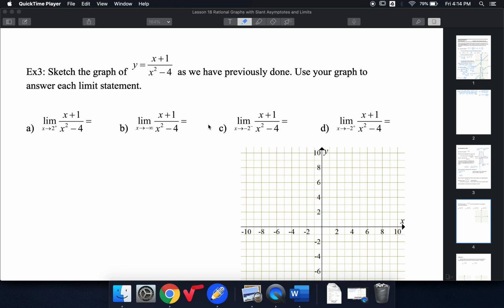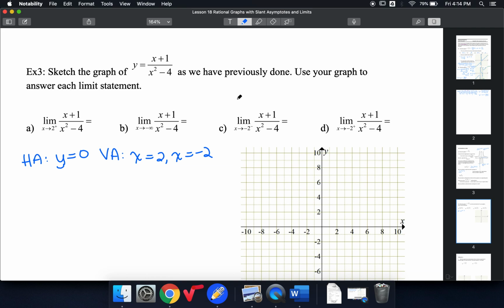All right, we're going to sketch this rational graph and then evaluate some limits using it. So in this case, I see the degree of the numerator is less than the degree of the denominator. So I know that means my horizontal asymptote is going to be y equals 0. My vertical asymptotes, x equals 2, x equals negative 2.